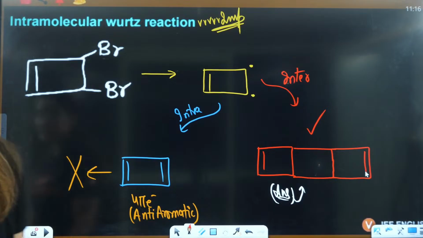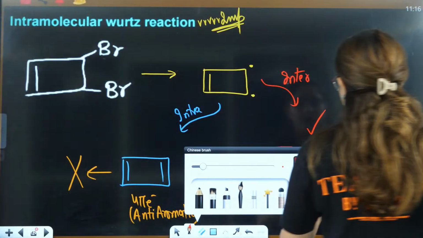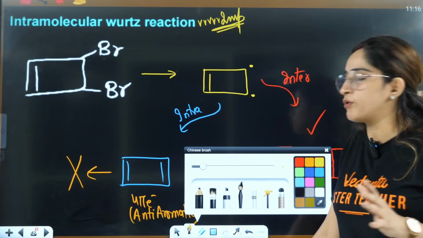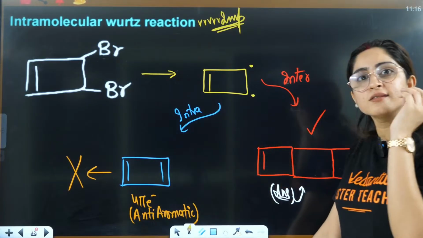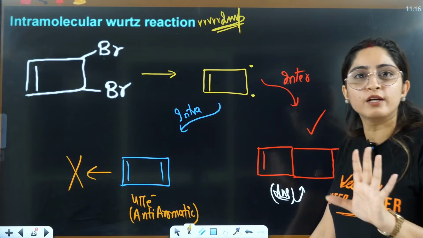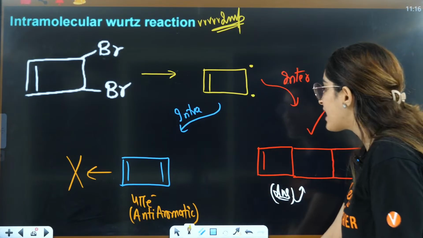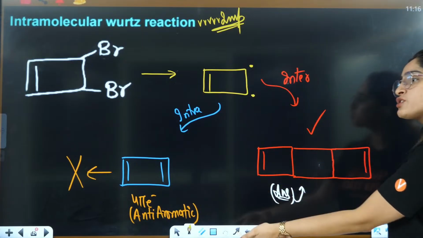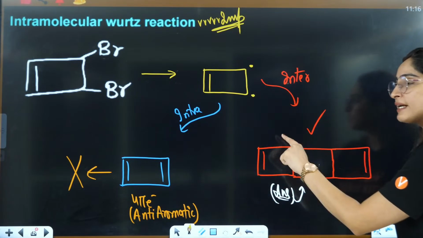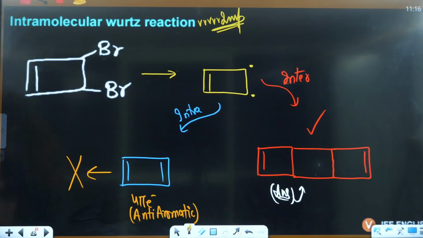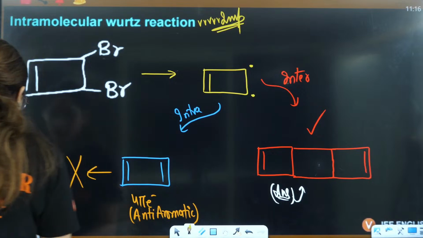Ma'am, but anti-aromatic, we don't want a very stable compound. It should not be a very unstable compound, right? Anti-aromatic is so unstable that no one wants to get converted to anti-aromatic, and here we are getting anti-aromatic compound. That's why I have to choose inter, otherwise I'll always choose intra. But I'll have to choose inter if there is anti-aromatic compound that is formed, okay? I hope that is clear now, right?